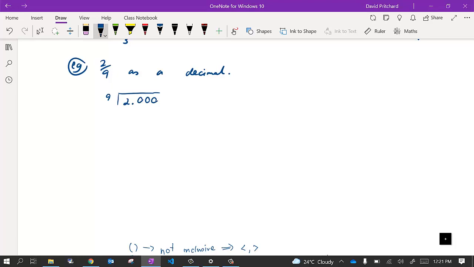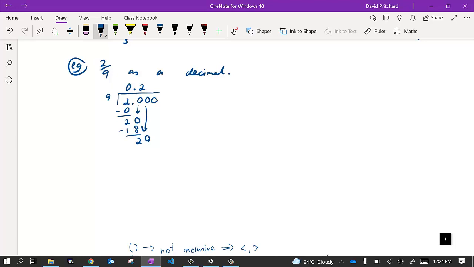All right, 2 divided by 9, not possible, so we get our 0. Now, obviously, we've used none of that. We can say that there's 2 remaining and we bring down the 0. So now we're looking at 20. 20 divided by 9, we get 2, and that means we've used 18, and we've got 2 remaining.